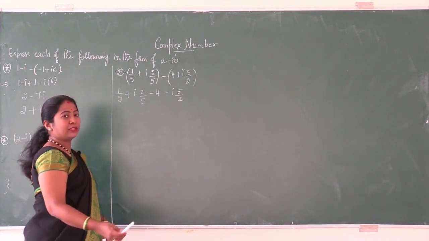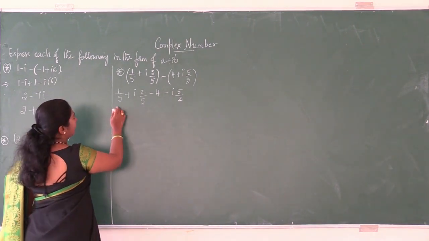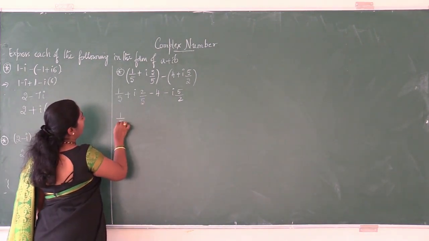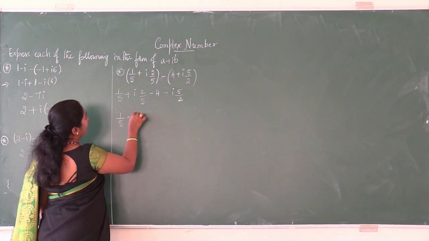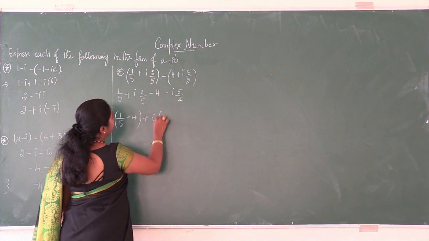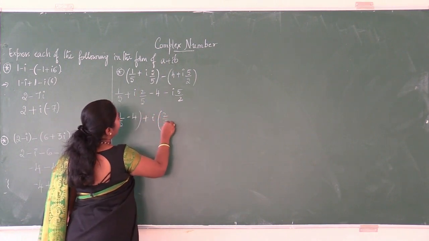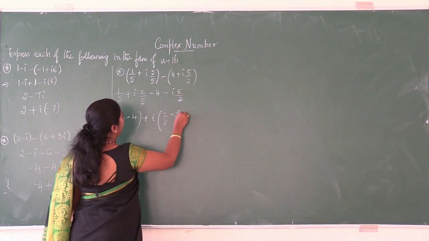Next, we will group the real part and we shall group the imaginary part. Which is the real part here? 1 by 5 minus 4. I shall group the imaginary part by taking i as common. What is the value of the imaginary part? 2 by 5 minus 5 by 2.